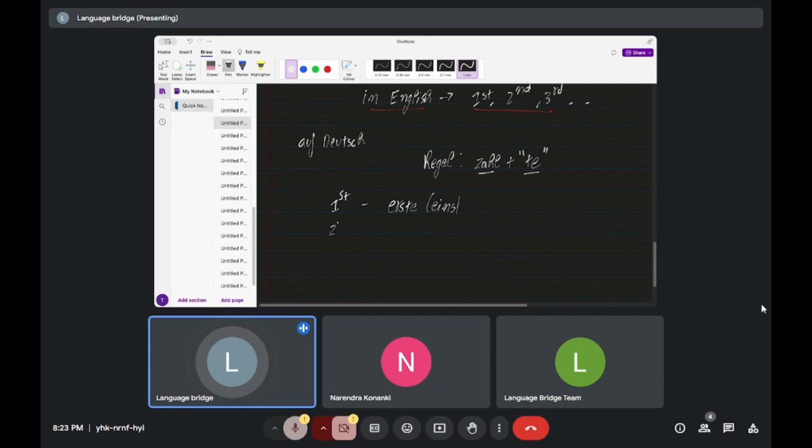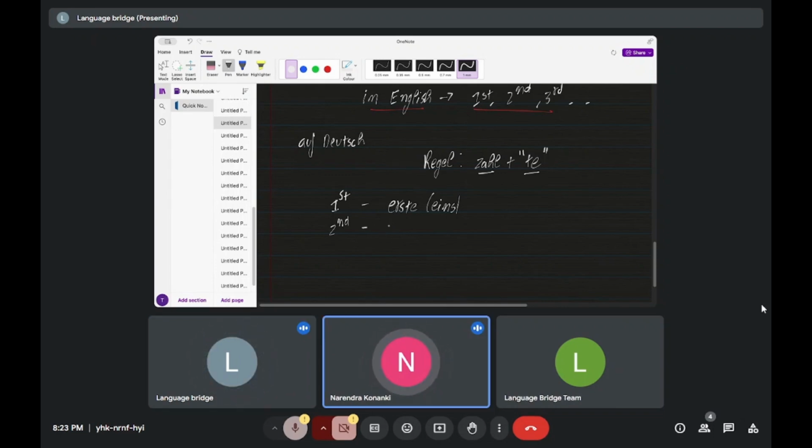Tell me, what is second? Zwei. So we just have to add te, so it will be zweiter.